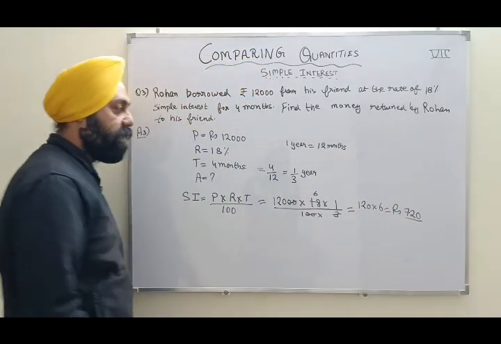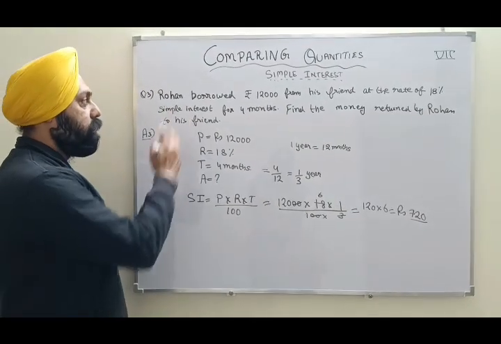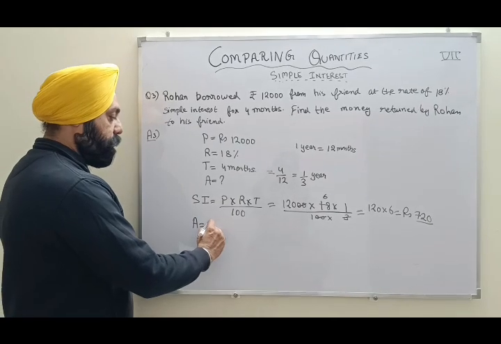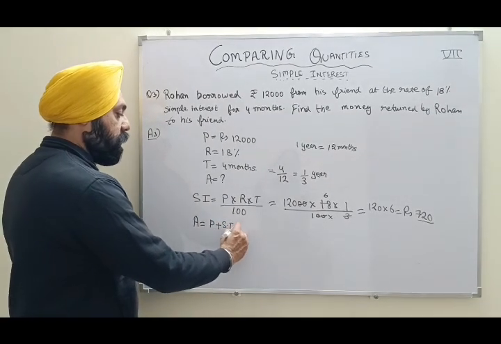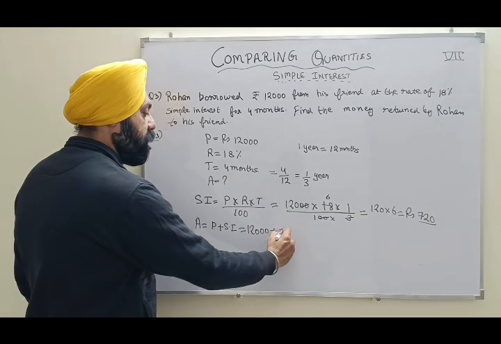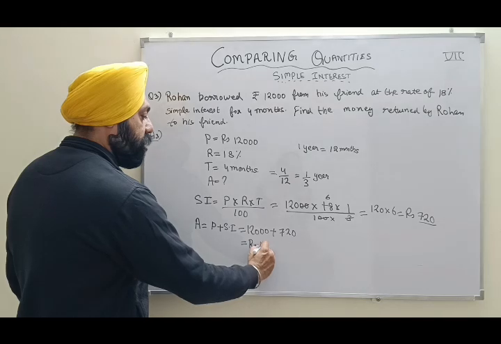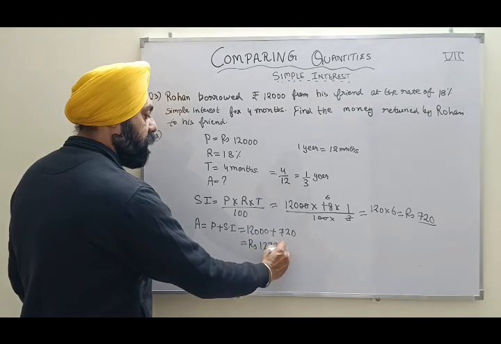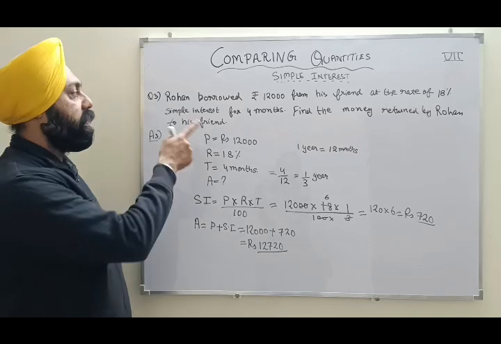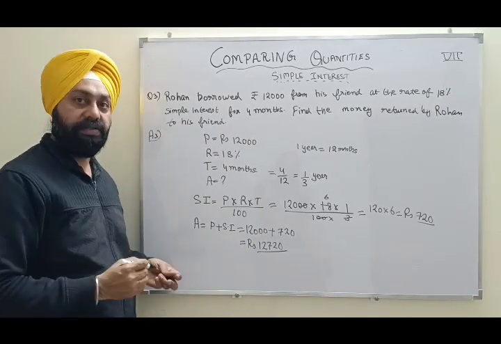So 720 is the extra money, meaning the simple interest that Rohan has to pay. The final amount he has to pay is principal plus simple interest. So principal is 12,000 and 720 extra, so rupees 12,720. 12,720 is the money which Rohan has to return to his friend after 4 months.